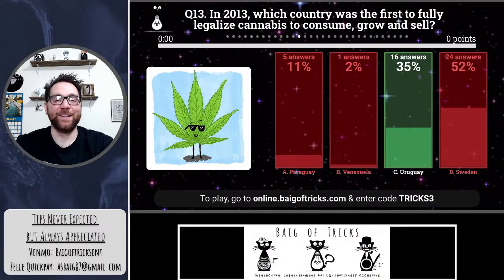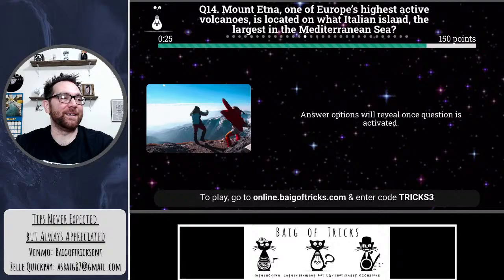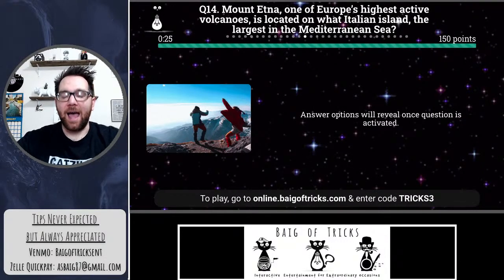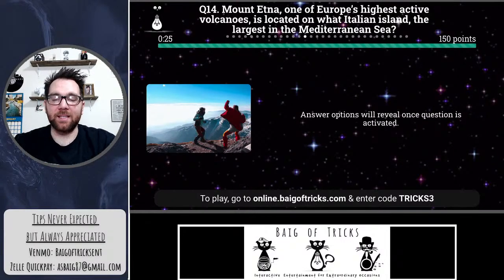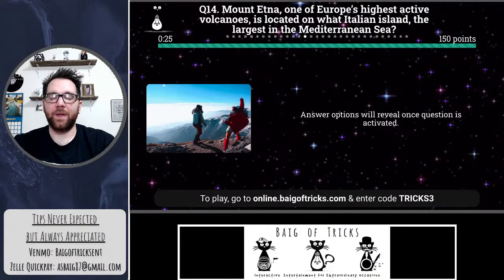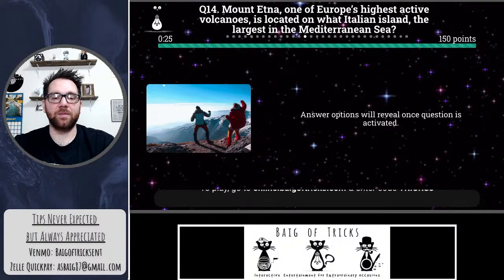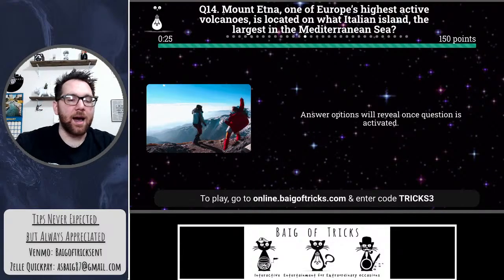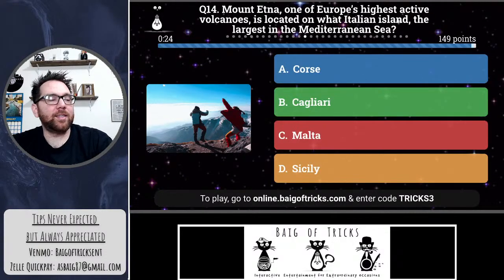Yeah, sorry. Question 14. Mount Etna, one of Europe's highest active volcanoes, is located on what Italian island? The largest in the Mediterranean Sea. Some geography for you. Mount Etna is located on what Italian island? The largest in the Mediterranean Sea. Is it Corse, Cagliari, Malta, or Sicily?